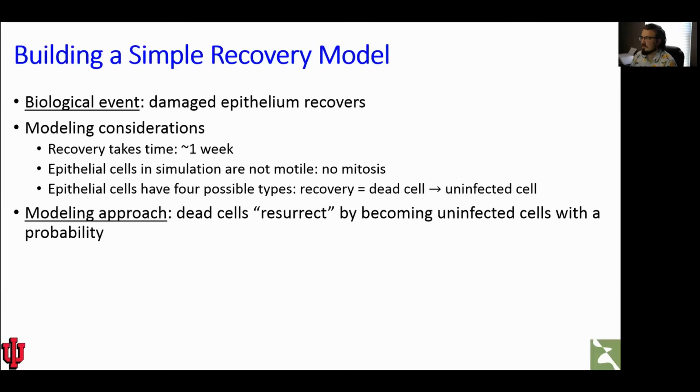In this case, what we're going to do in a very simple trick, as it were, would be to look at our 4 possible cell types for epithelial cells. Those again being uninfected, infected, virus releasing, and dead. And what we're going to say for now is that recovery of a particular cell is a dead cell in simulation becoming uninfected. So in a recovery event for a particular cell, that dead cell will go back to being uninfected.